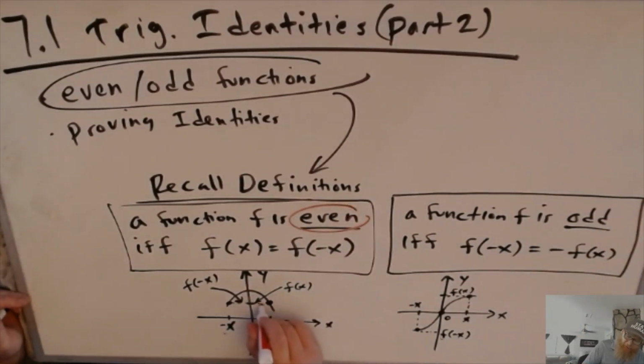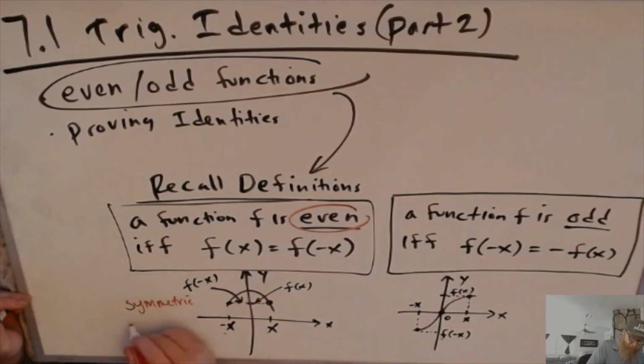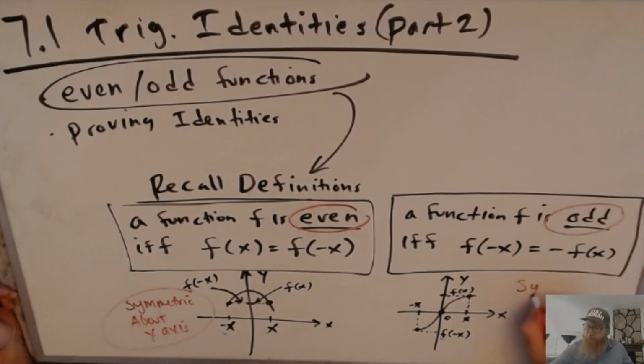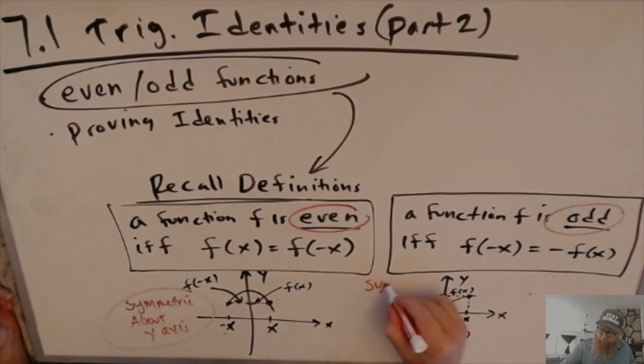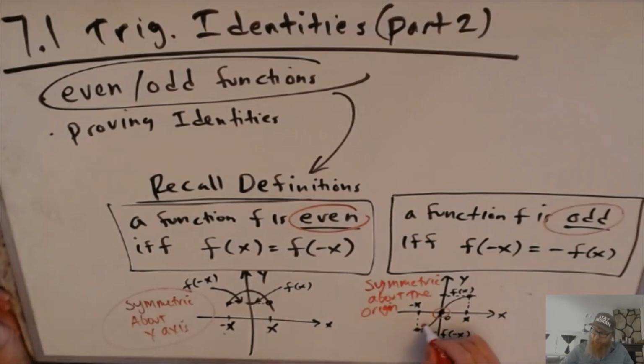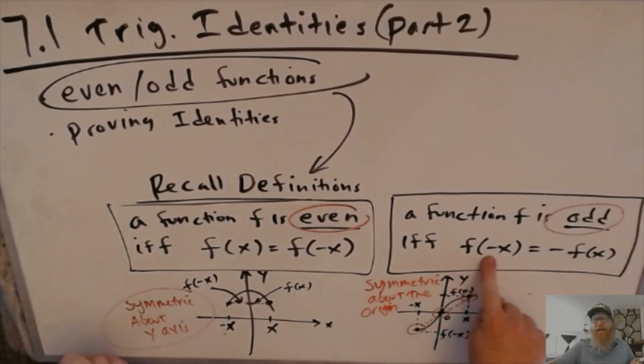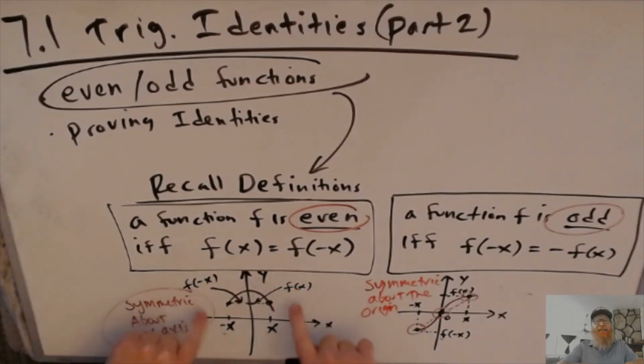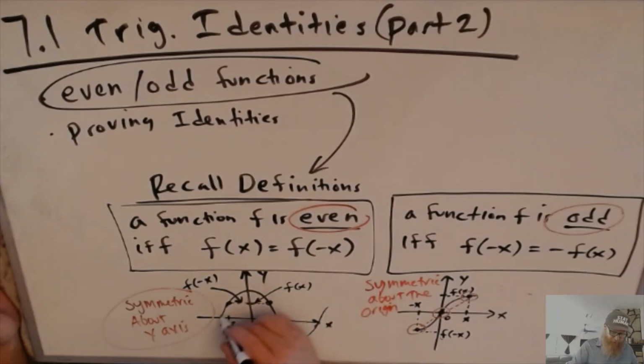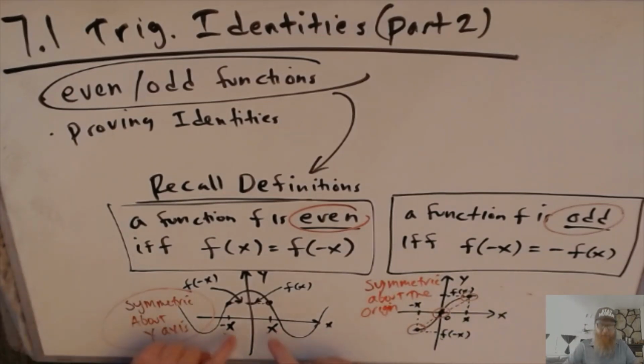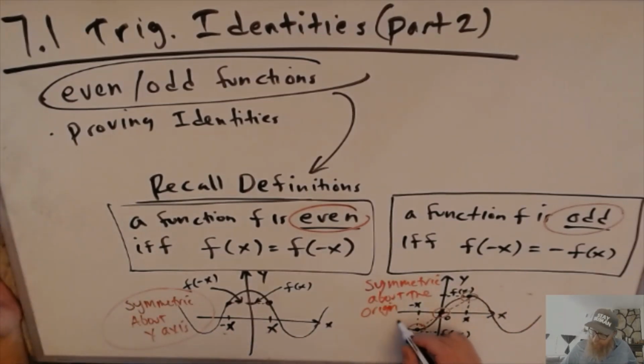So there are different kinds of symmetry. An even function is symmetric about the y-axis, and an odd function is symmetric about the origin. So f of negative x is the opposite of f of x. These are your two types of functions, even and odd. These are trig functions typically. I just drew a small piece of it, but this one is cosine, and this one was supposed to be sine.